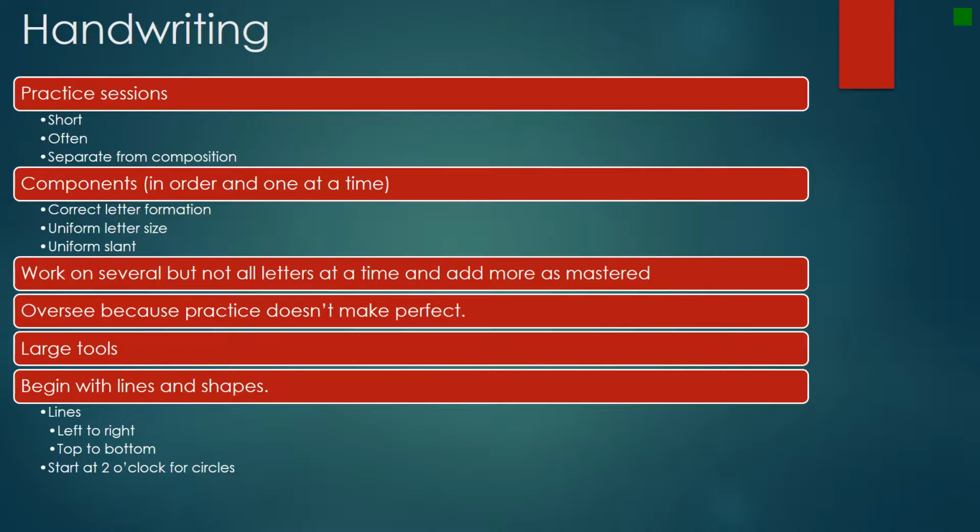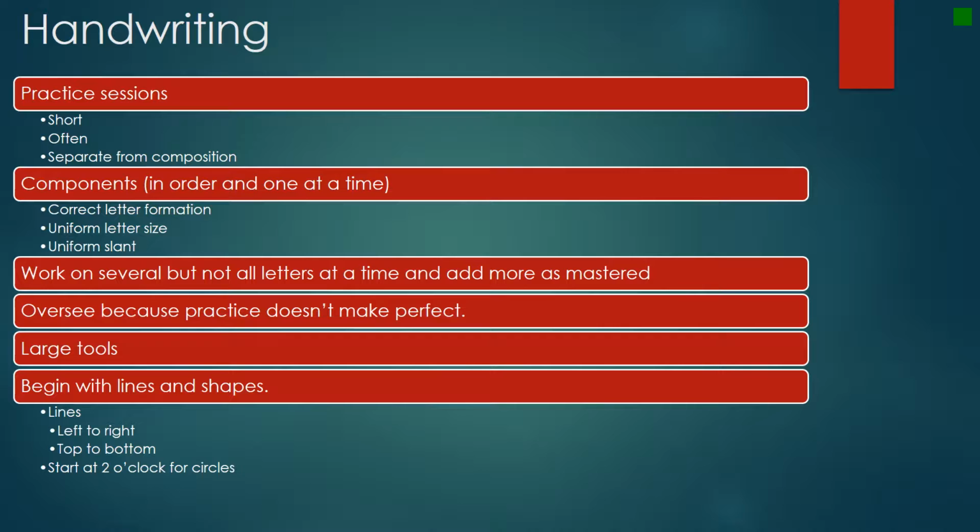So whenever we think about the components of what we teach in handwriting, the first thing we want to teach our students is the correct letter formation. How do they form the letter correctly? Next, we want them to be working on uniform letter size. And then we want them to be able to focus on having a uniform slant to their handwriting. So we go in that order and we do those things one at a time. Now, it's best to work on several, but not all letters at a time. And you can add more letters to practice as the ones you begin with are mastered.